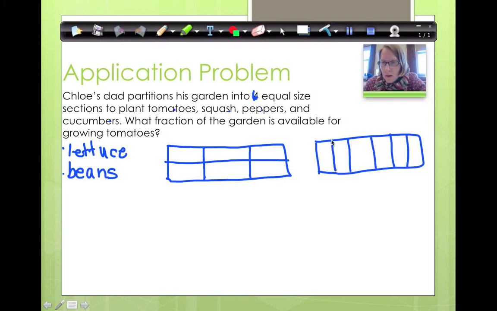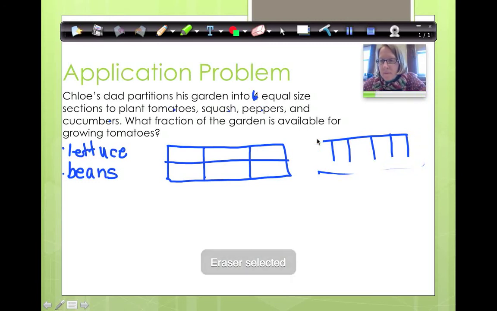I could have done it that way too, right? I guess it would be up to her dad for his preference, but I'm going to stick with that one, just for simplicity for today. But either picture would be correct, and would give us the correct answer.